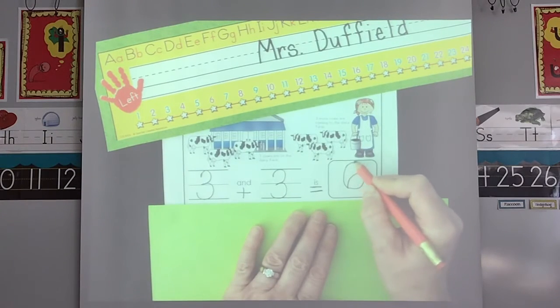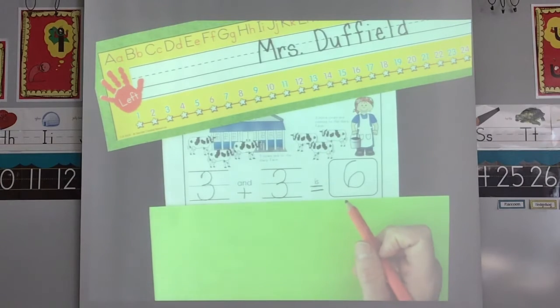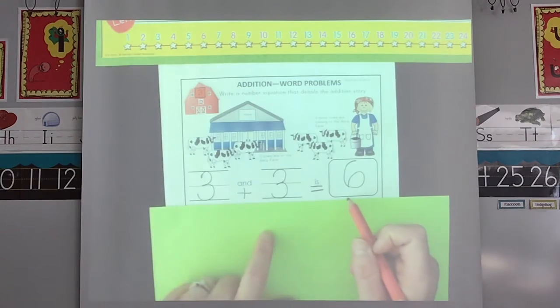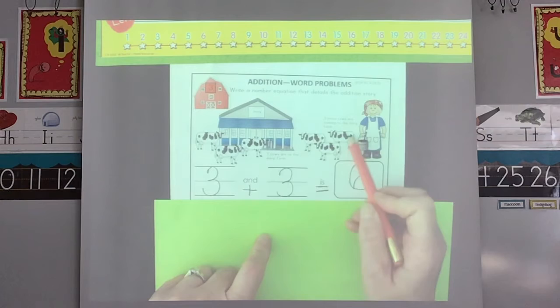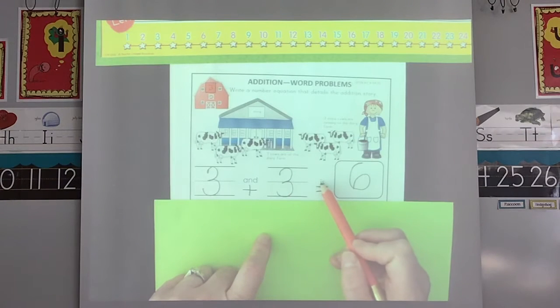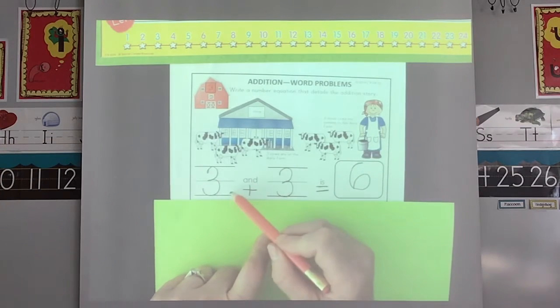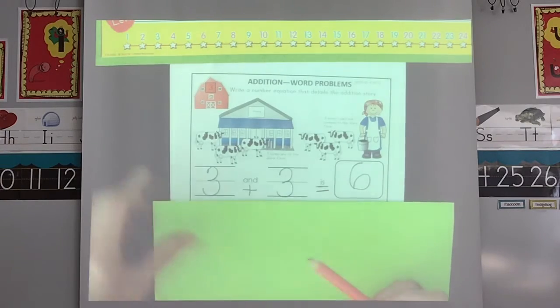Okay, so we're going to go slower. This is something new, so something new will go slower. And the more we practice it, the more we'll understand it, and it's going to make it, aha, I get it. So we've got 3 cows, 1, 2, 3. And 3 more cows are coming, 1, 2, 3. We've got 3 and 3 is 6 cows now at the barn. Or, another way you can say that using our math symbols, 3 plus 3 equals 6. You did really good on that one.